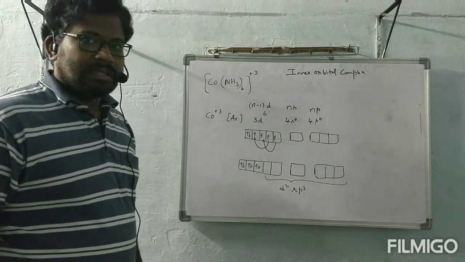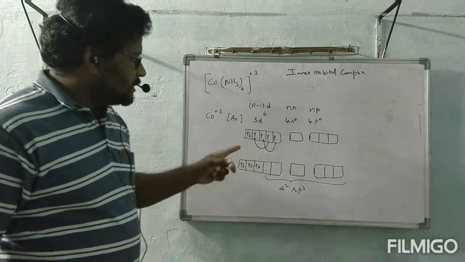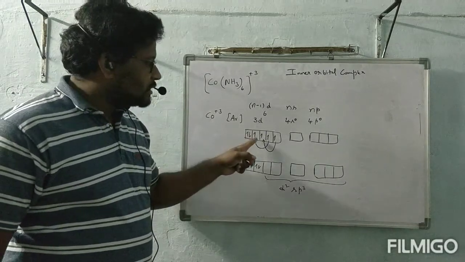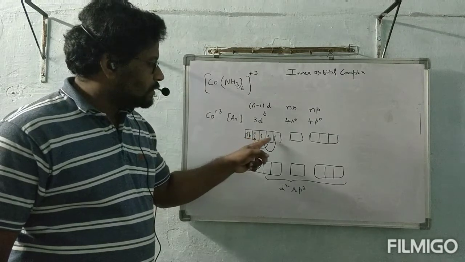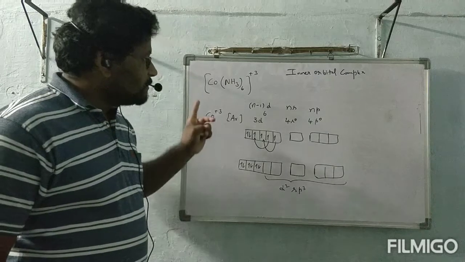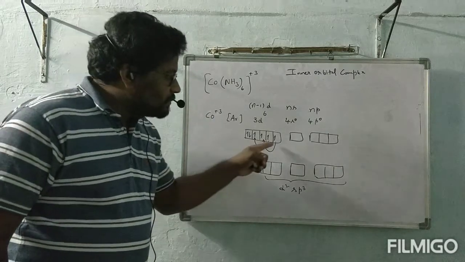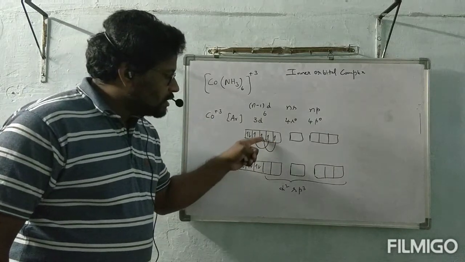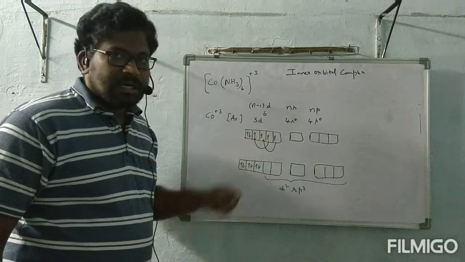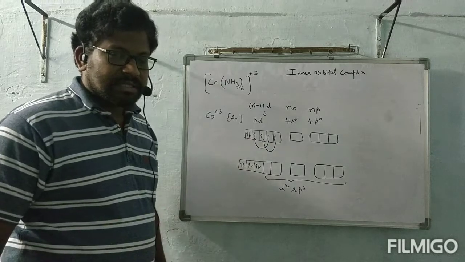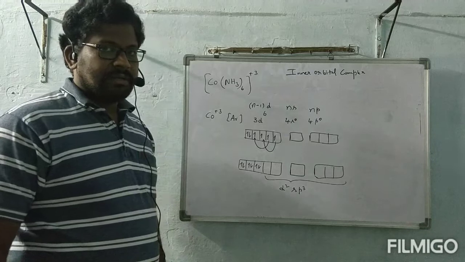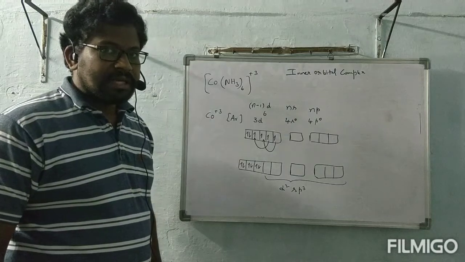Previously, if Hund's rule is followed, how many unpaired electrons are present? 1, 2, 3, 4. Four unpaired electrons are present. Now VBT explains that the fifth electron is going to be paired with the third orbital electron, and the fourth electron with the second orbital electron. Pairing takes place, and because of that the spin of the electrons is reduced.